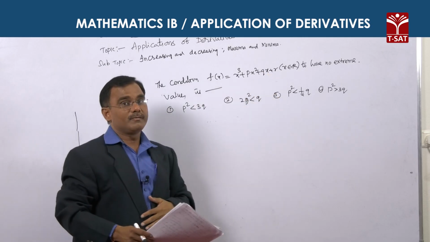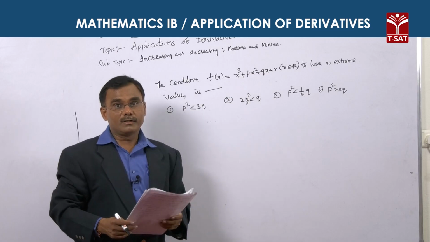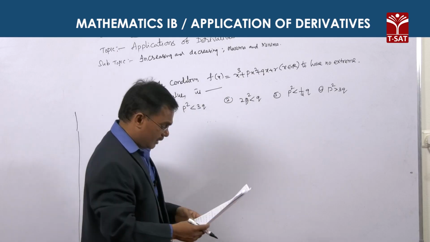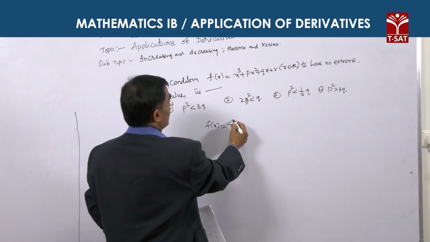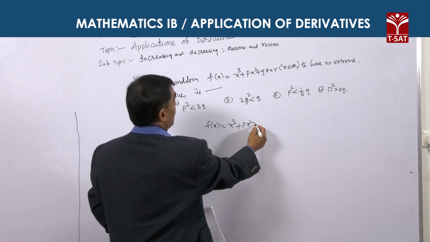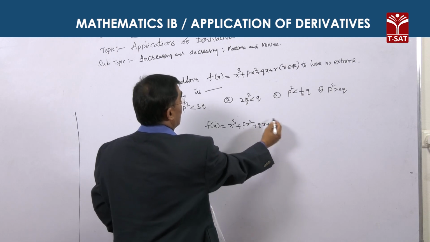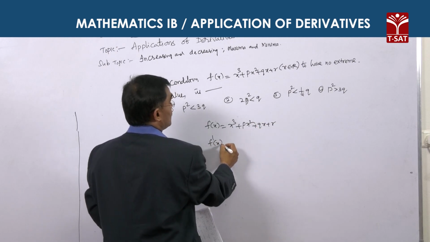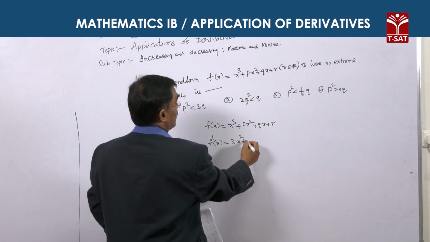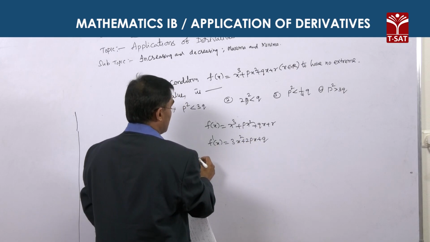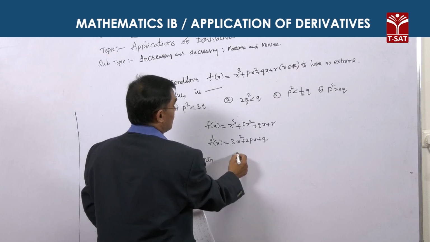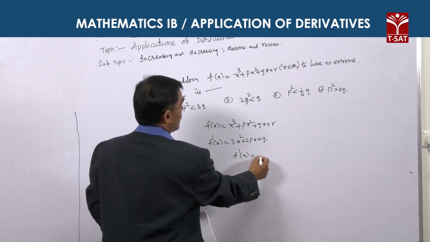What is the relation between p, q, r? This is a third order polynomial. So what is the given condition? The given function is f of x equal to x cube plus px square plus qx plus r. First find the first derivative: f dash x equals 3x square plus 2px plus q. For maximum or minimum, f dash x equals 0.